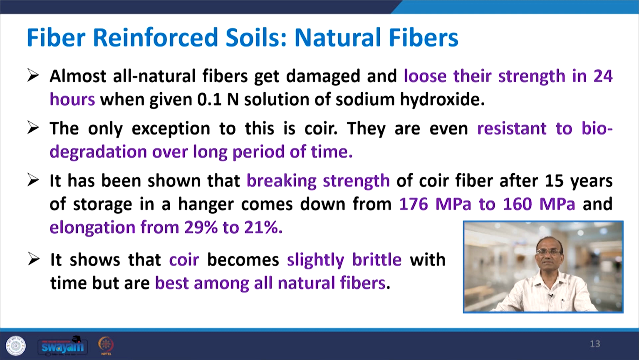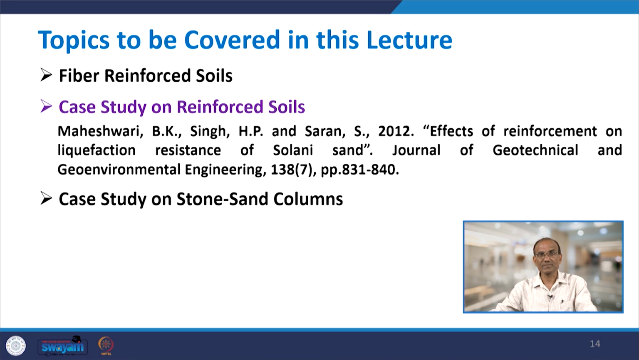So, that means there is not much change in the strength, and elongation is also not much reduced; it is reduced from 29% to 21%, but over a long period of 15 years. It shows that coir fibers become slightly brittle with time, but are the best among all natural fibers. So, when we talk about increasing the strength, coir fiber is considered to be the best one among all the natural fibers.